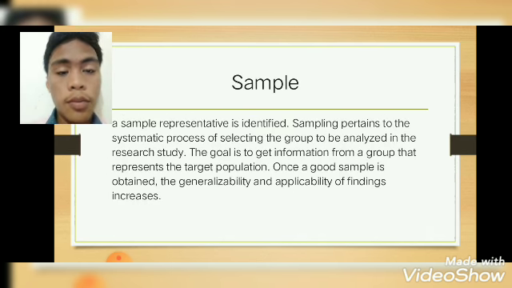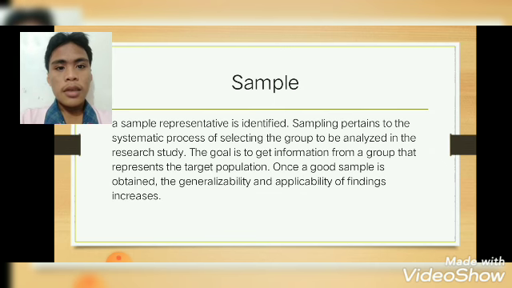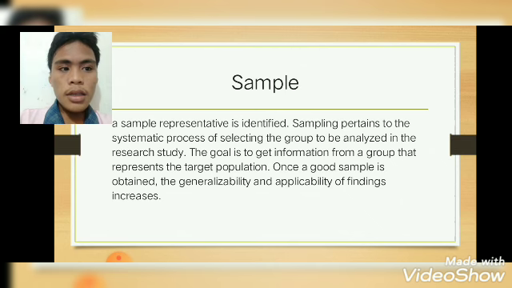Next, sample. Sampling pertains to the systematic process of selecting the group to be analyzed in the research study. The goal is to get information from a group that represents the target population. Once a good sample is obtained, the generalizability and applicability of findings increases.